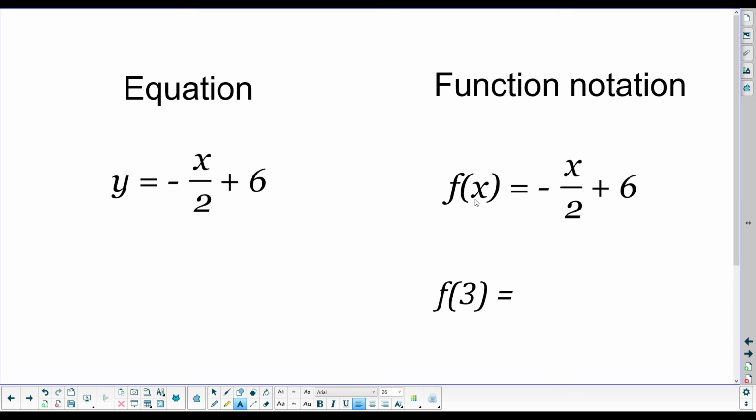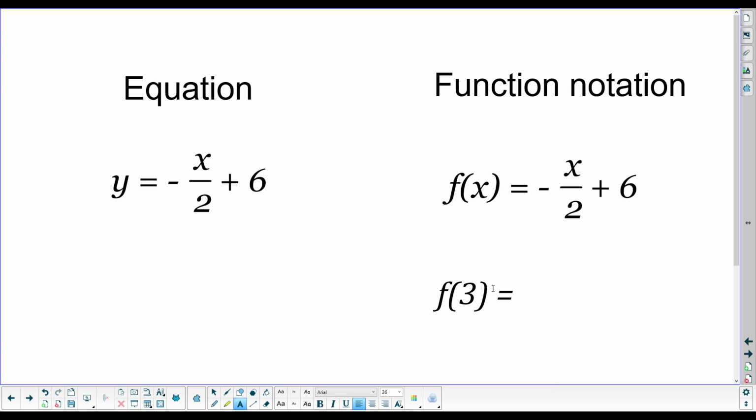And then to find the output, I would take x, divide it by 2, take the opposite of that, and then add 6 to it. So this tells me the rule for how to figure out the value of that function. These two things mean exactly the same thing. This is equation notation, and this is function notation. The input here is x, and my output is y. The input here is x, my output is f of x.